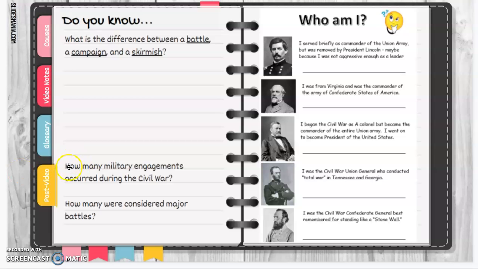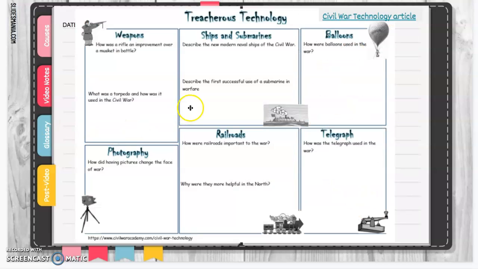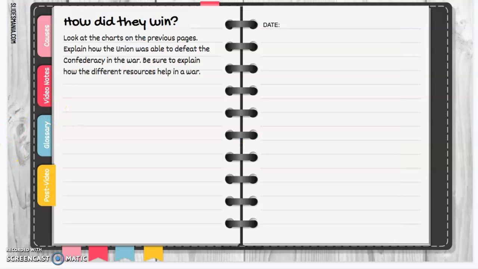And I do have them do some research on their own, like the Who Am I stuff. I try to get them to look up which person we're referring to here, and then looking up some things about technology related to the war and whatnot. And then the last thing is a little bit of a wrap-up where they're analyzing some of the charts and then explaining how the Union won, or reasons that the Union was able to win. And then which side had which resources. So they do have to do a little compare and contrast there.